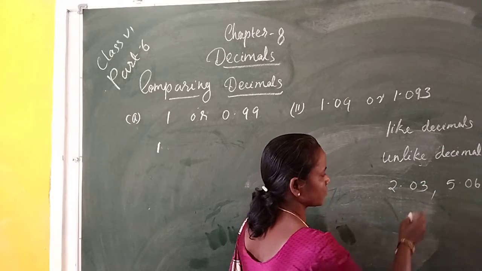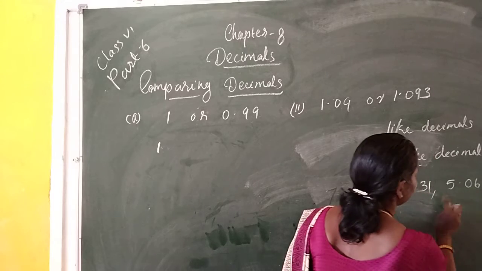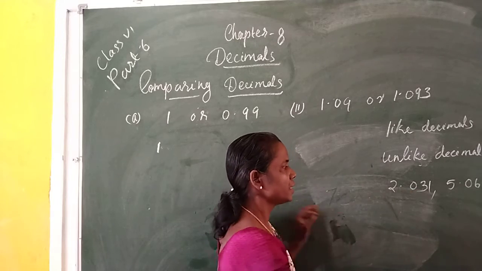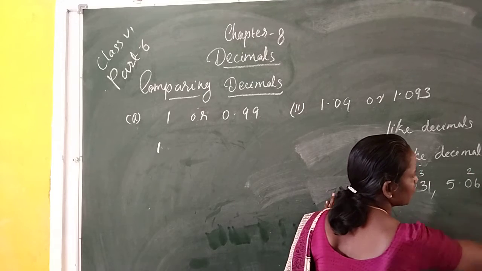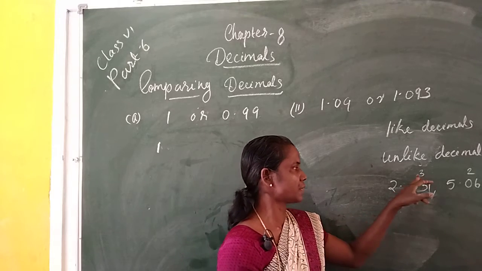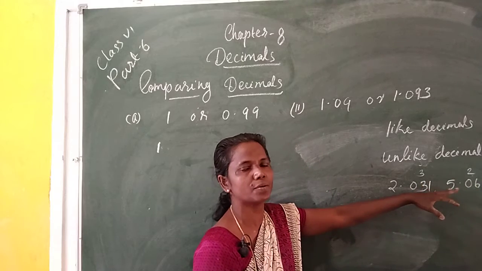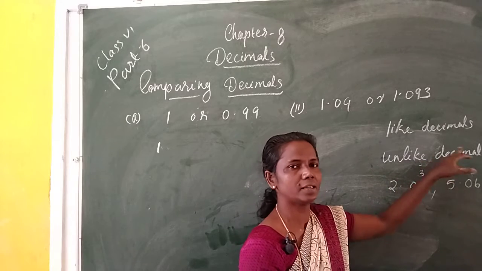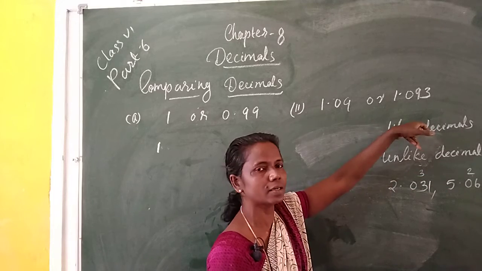Then unlike decimals. Look, these are unlike decimals because of how many digits after the decimal? Here 3, this 2, and this 1. These have different numbers of decimal places. So these decimals are known as unlike decimals. Is it clear?